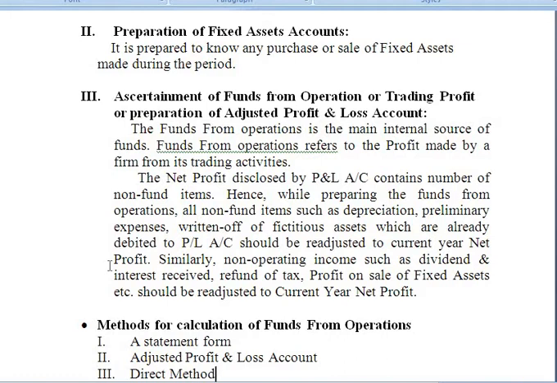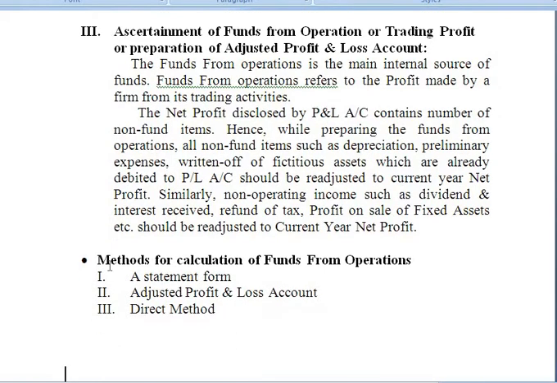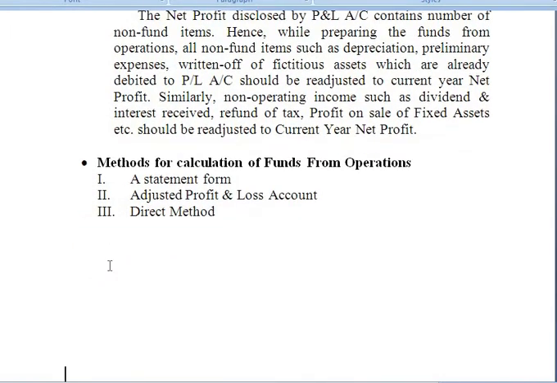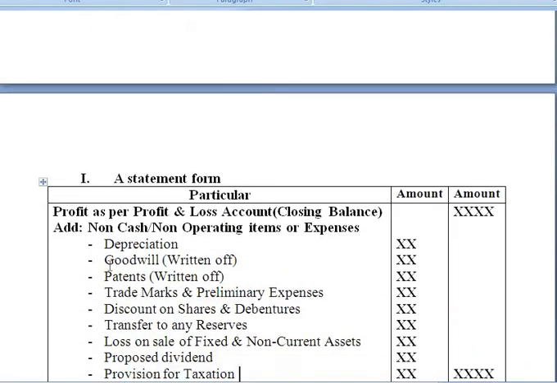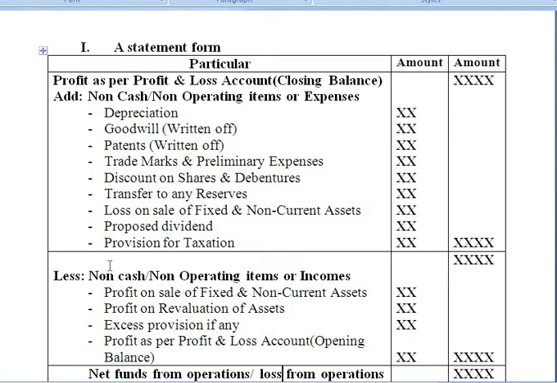Okay, there are three important methods for calculation of funds from operations. The first method is we can find out funds from operations in statement form. The second one is adjusted profit and loss account, and the third one is direct method. Okay, we'll discuss this. Now the statement form is just like a vertical format of statement of funds from operation.